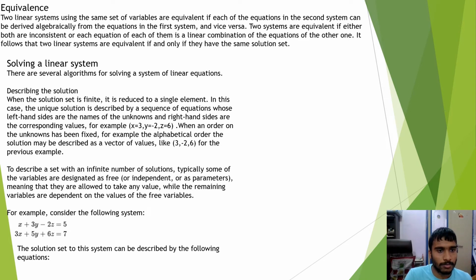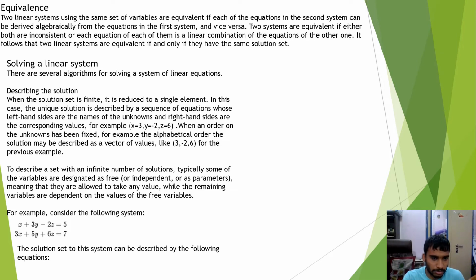Solving a linear system. Describing the solution. When the solution set is finite, it is reduced to a single element. In this case, the unique solution is described by a sequence of equations whose left-hand sides are the names of the unknowns and right-hand sides are the corresponding values. For example, x equals 3, y equals minus 2, z equals 6. When an order on the unknowns has been fixed, for example, the alphabetical order, the solution may be described as a vector of values like (3, -2, 6), for the previous example.